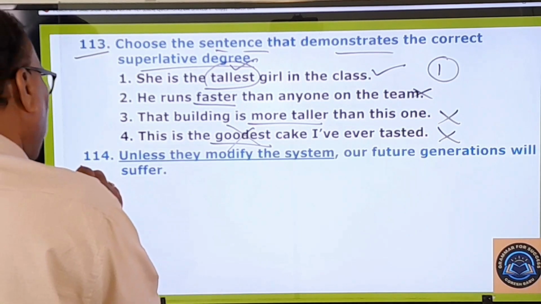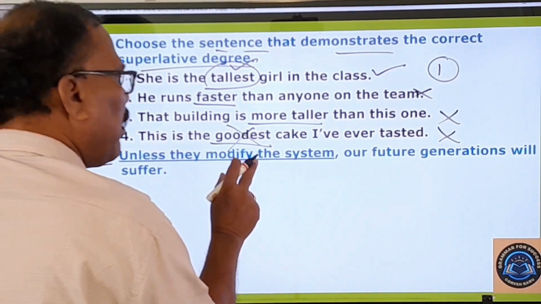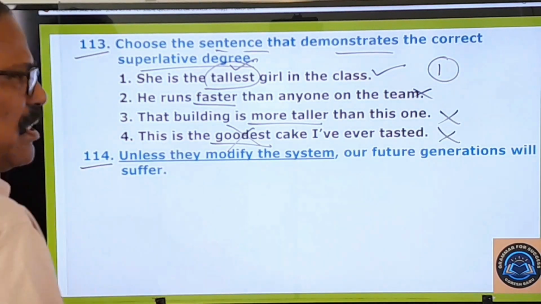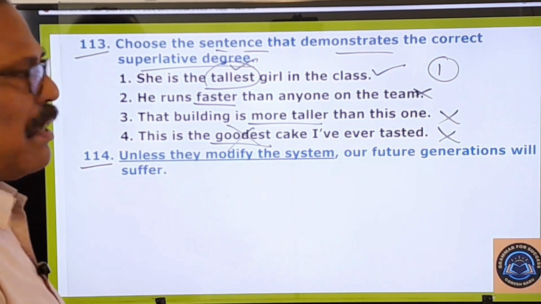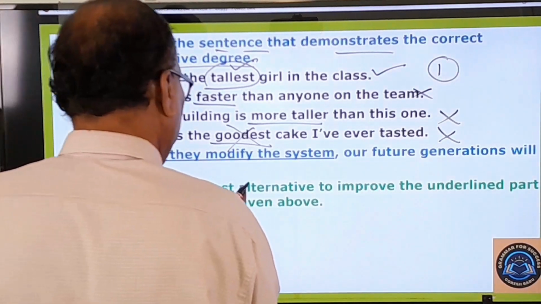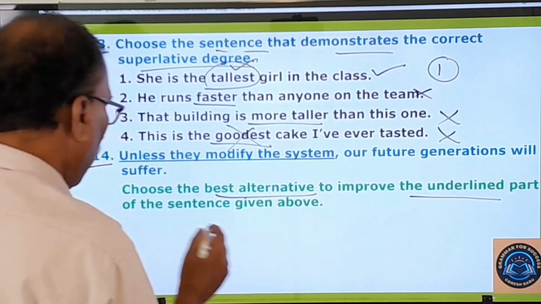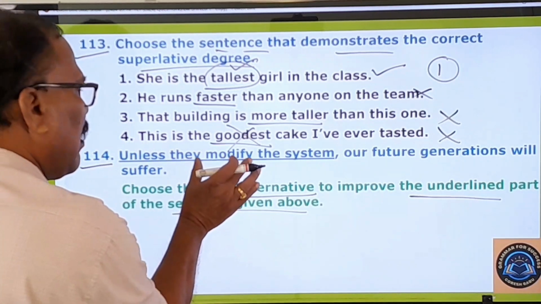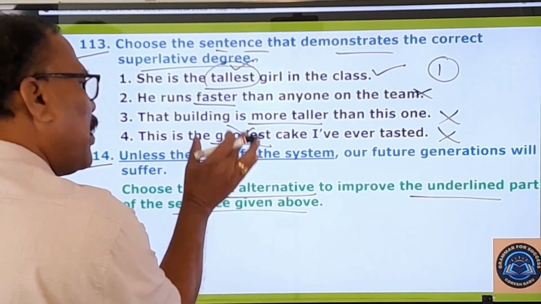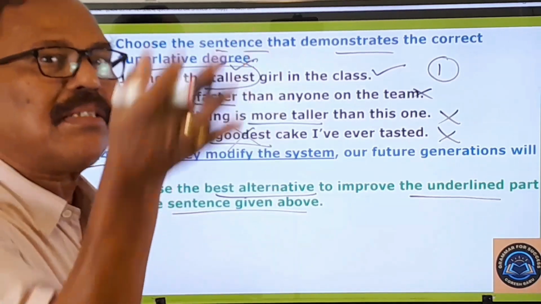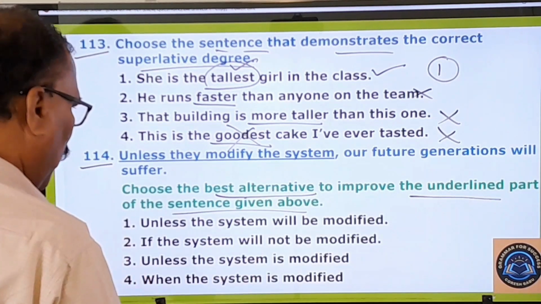Right. 114th question. Unless they modify the system, our future generations will suffer. So this is a sentence, and what is the examiner asking you to do in this sentence? Choose the best alternative to improve the underlined part of the sentence given above. So here this part is underlined, and he is asking you to improve that part. Improve that part means you are asked to change that part. How? These are the four options given.